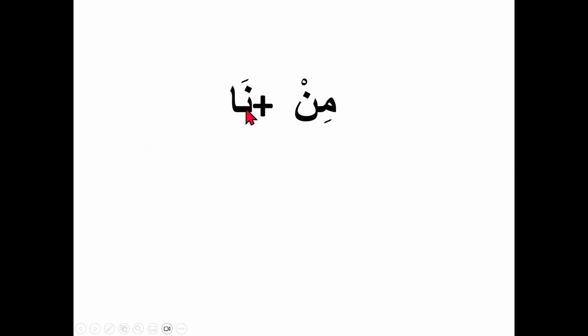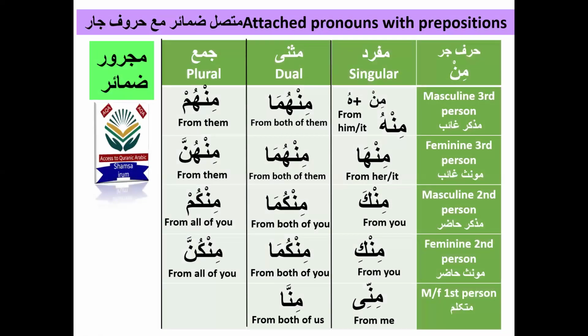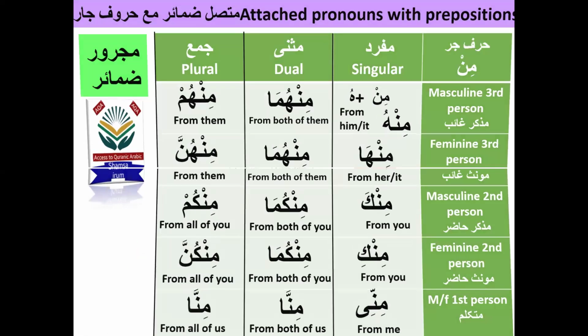There are two noon now, so we will merge them, same as before in minni: two noon merged together and they become the shadda. So same here, we will put the shadda here because of two noon. So it becomes minna. When you see the shadda, it means there are two noon, one noon for the min and one noon for the na. So it becomes minna, from both of us, and minna, from all of us. I hope you understand now and you enjoy this one as well.